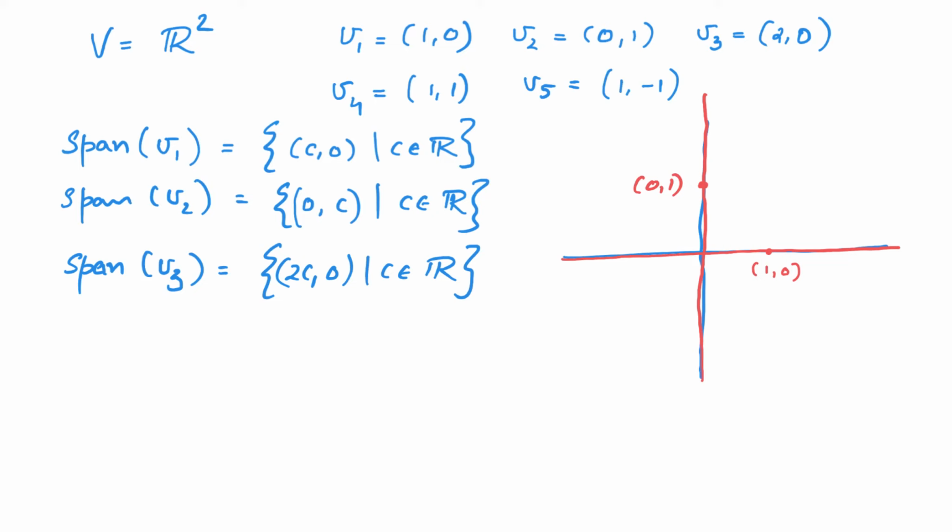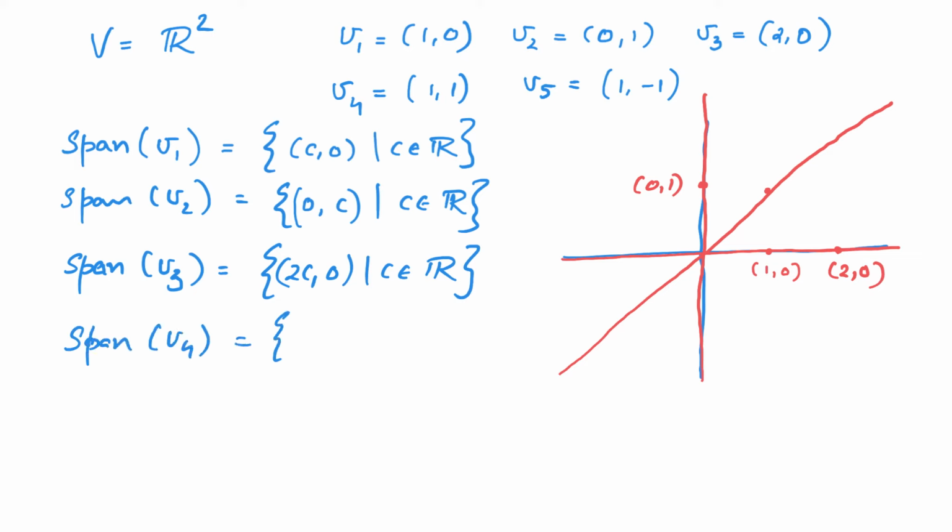Let's just point out where (2, 0) belongs. (2, 0) is here. Now, if we consider the point (1, 1) that belongs here, the span contains the set of all (c, c). That is, the line y = x. Correct? Span of v4 is equal to the set of all (c, c) such that c belongs to R.